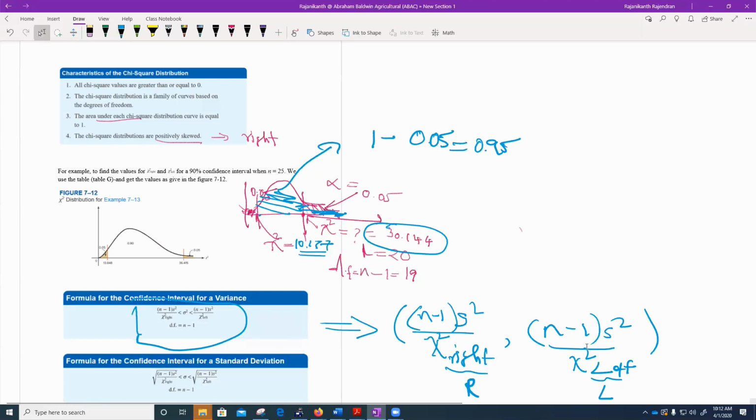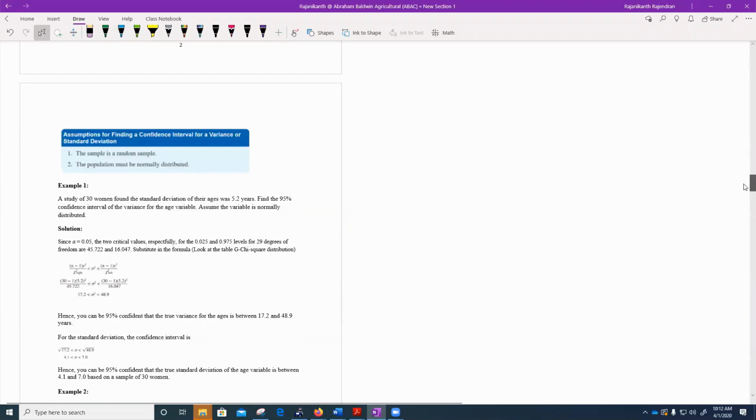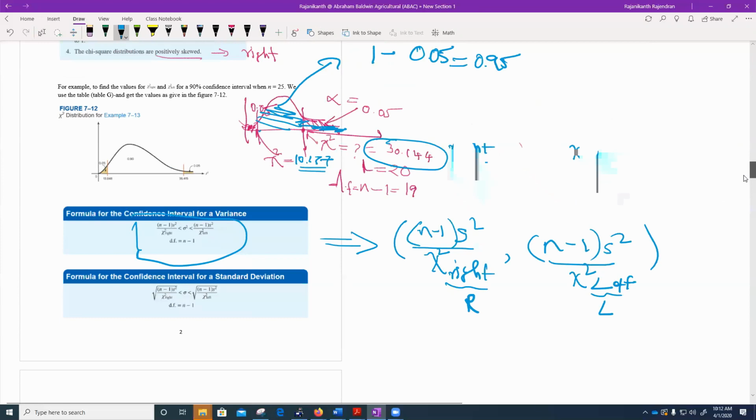Okay? Why is that? You know why we are switching? Because this is my interval, so you have to get the smaller value for the left point and the bigger value for the right point. If you want to make the fraction smaller, your denominator should be big, right? Therefore, the chi-square right side value is always bigger than the left. So you have to switch in order to get the correct value. Okay? So this is the way to find the interval. Unfortunately, we can't use the calculator for these kinds of chi-square values, so you have to rely on your table.